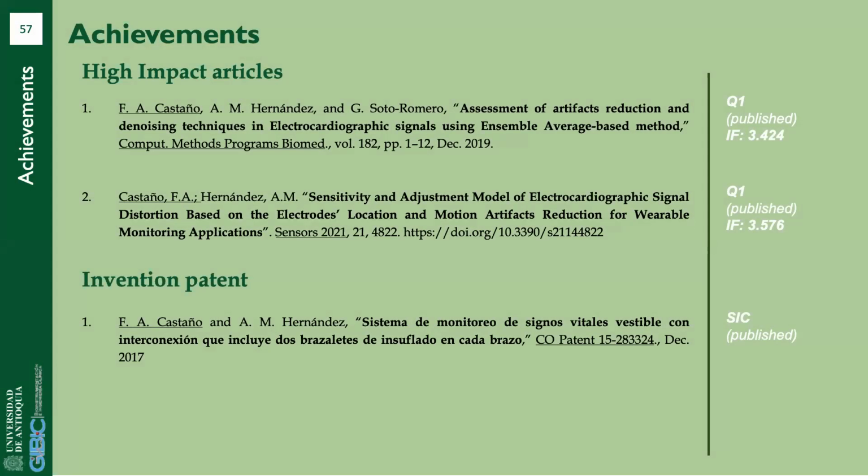As achievements, we can highlight the 2 high impact factor articles that we obtained. One of them in Computer Methods and Programs in Biomedicine journal, that is a journal ranked in Q1, and the impact factor is 3.4. The other was published in Sensors, that is also in Q1 score. We obtained also a patent, an invention patent about our medical device.